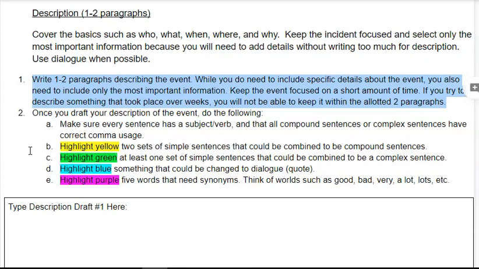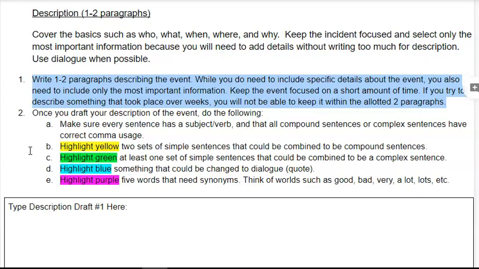And highlight purple five words that need synonyms. So think of words such as good, bad, very, a lot, lots. Very basic words, and I want you to go find synonyms that will help make that better. And synonyms are not just about using big words. It's about being more precise. It's about using the word that gives the best meaning to what you're trying to say. It's not just about using big words.